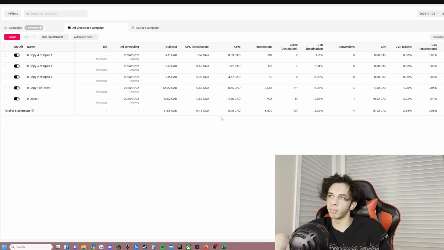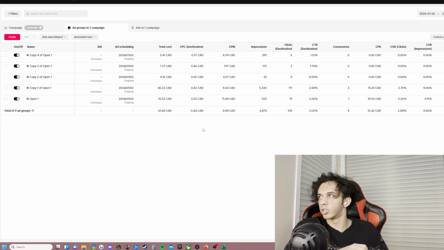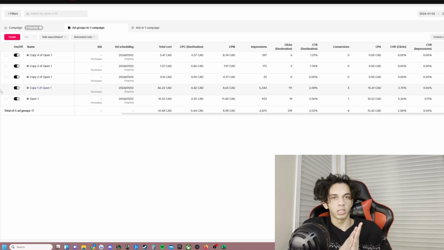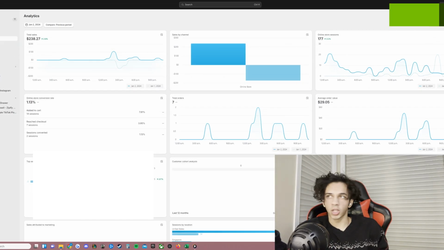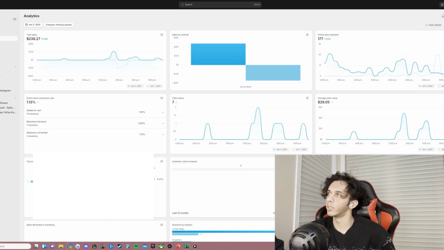We had pretty nice metrics. We had a 44-cent CPC, $9 CPM. There was a little bit of pixel misattribution. It only shows 4 purchases, but these are the ads for day 2. This is the Shopify dash. So we had a total of $238.27. We had 7 orders with a $29 AOV.